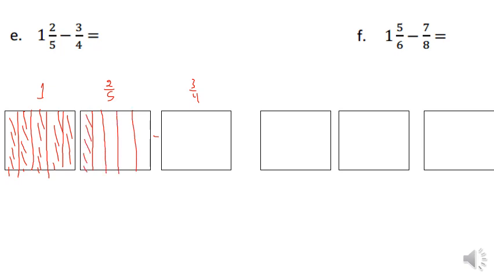And then I'm going to do 2/5 on this side by splitting it into fifths, and I'm going to shade 2 of them. Now my 3/4, I'm going to go horizontally, and I'm going to do fourths. And I'm going to shade 3 out of 4 of them.